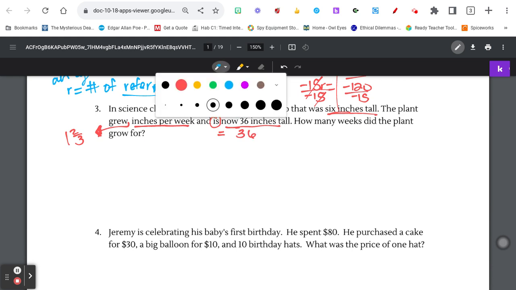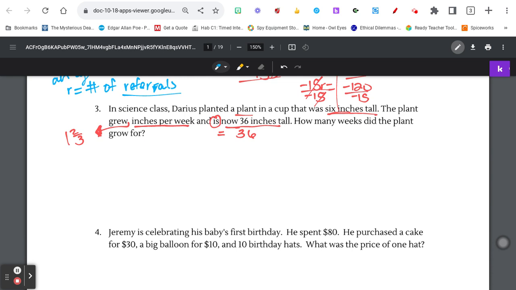All right, in blue, here's my unknown. How many weeks did the plant grow for? So that is my unknown. I don't know the number of weeks. I don't know how long it took the plant to grow to be 36 inches. So that's going to be my variable. So let's say W for number of weeks it took the plant to get to be 36 inches. I'm just going to put number of weeks.